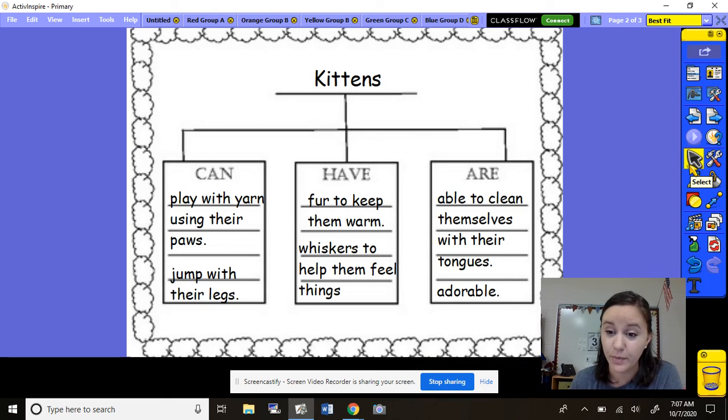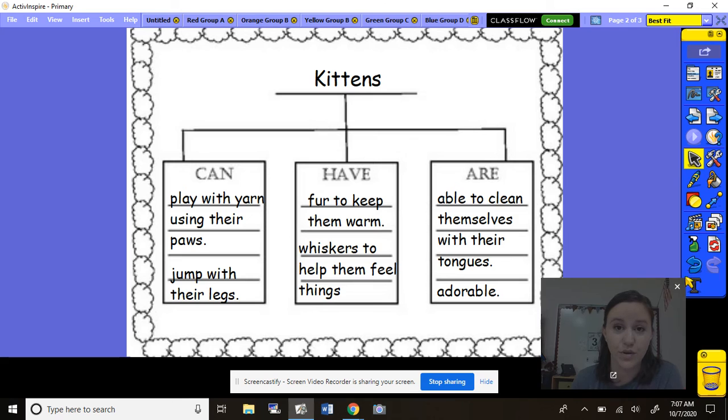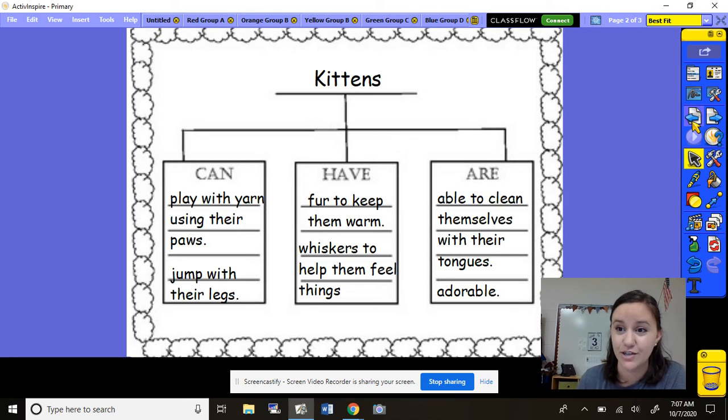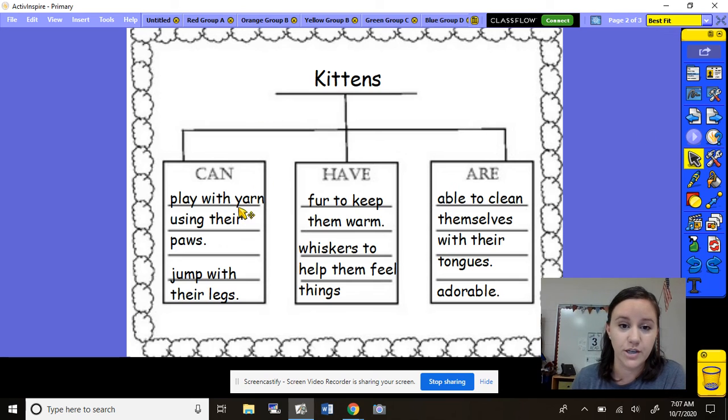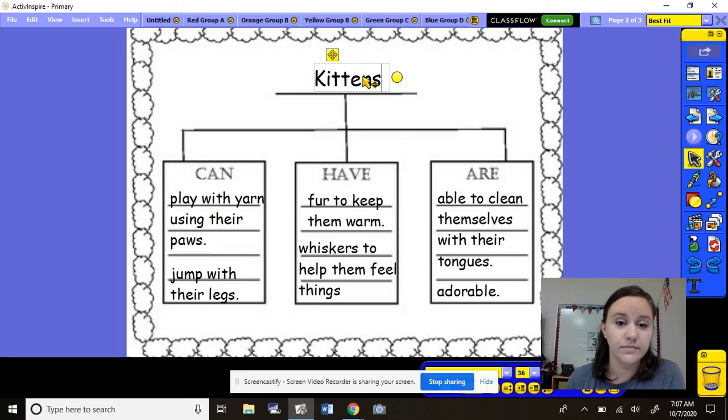So when you're writing an informative piece, a piece that's full of facts and true information, you can always start with a diagram or a drawing and make sure it's labeled. And then you use that to move your information into a can, have, are chart. Then you'll use this chart to write your sentences, write your informative piece at a later time. So kittens can, kittens have, and kittens are. This is a can, have, are chart. You can use it for any informative piece, no matter what your topic is. You just put your topic up here, and then you read the can, have, are chart with the topic that's up top.